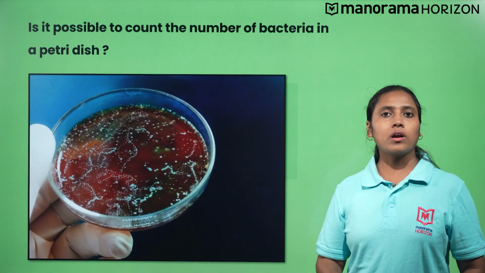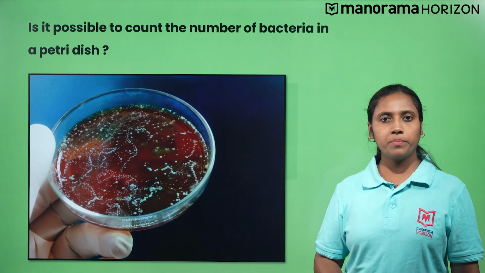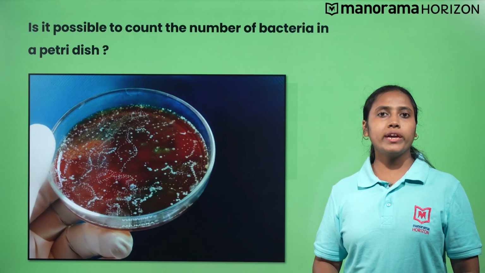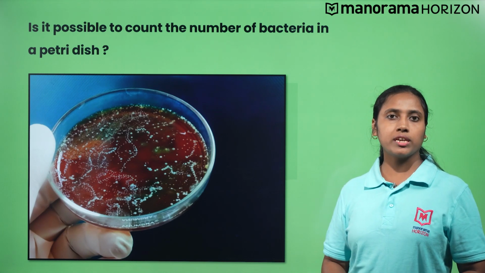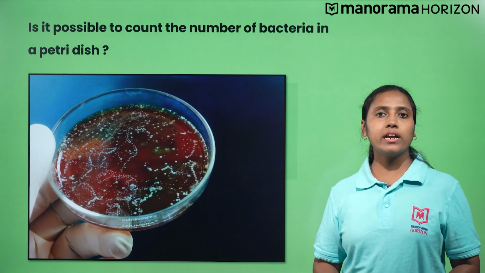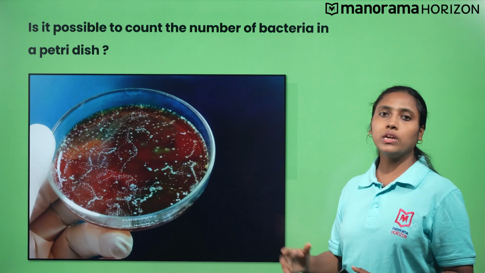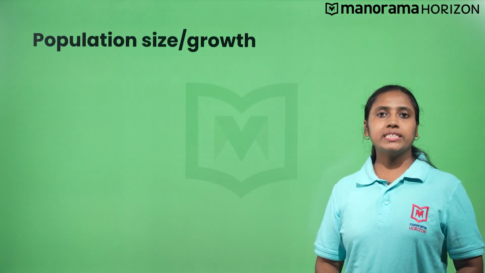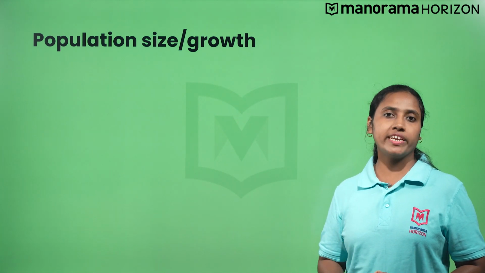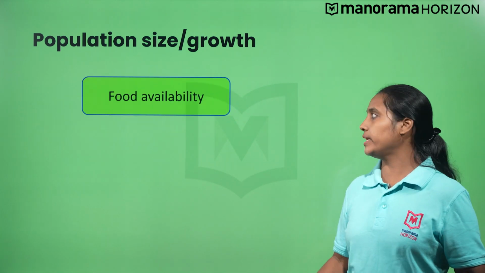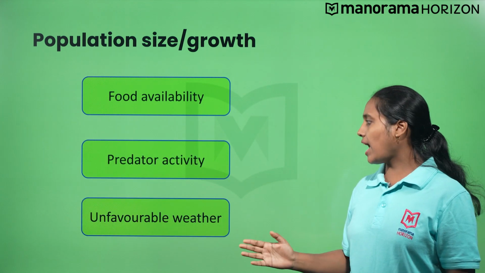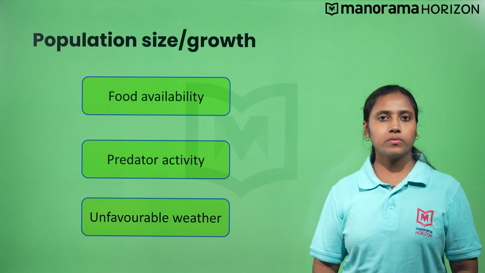Is it possible to count the number of bacteria in a Petri plate? No, right? So we employ the relative density concept, in which the relative density of the population is taken without doing the actual count. Population size is definitely not a constant factor. It constantly varies in response to factors like food availability, predator activity, and unfavorable weather.